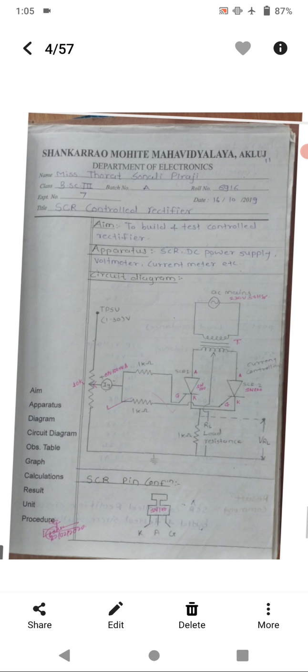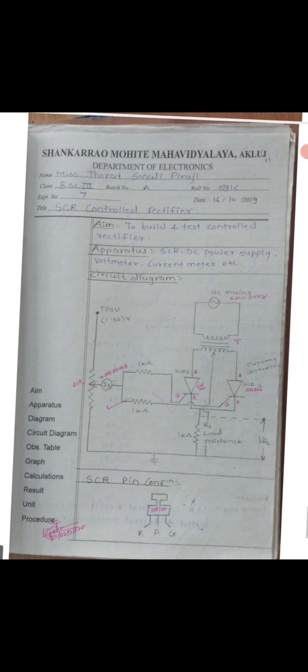Then, this SCR can be used for different applications, like rectification, regulation of power, and inversion of power, etc.